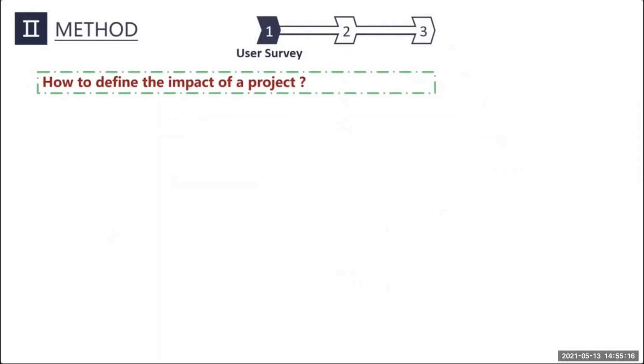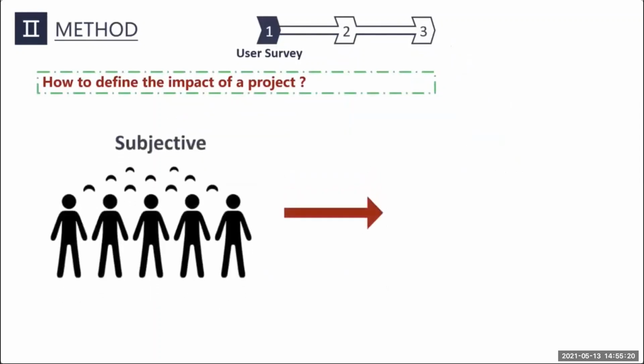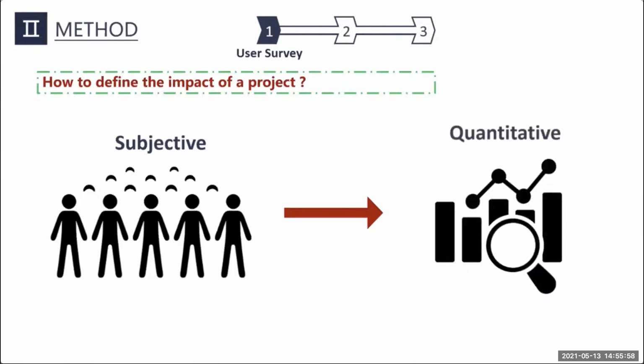How to define the impact of a project? Impact of a project tends to be subjective. Different persons have different perspectives about this concept. The impact here in our work, we use it to represent the attractiveness, or the ability of the project to attract attention from the open source community. So instead of taking a subjective definition as has been done by existing related work, we want to be able to quantitatively define the concept of impact. In order to do this, we conduct a user survey with IT developers and researchers from the computer science software engineering community.